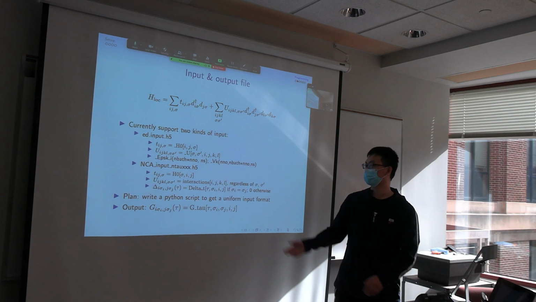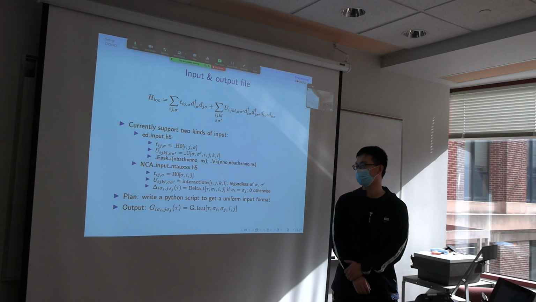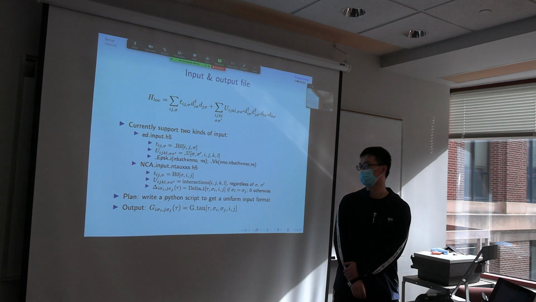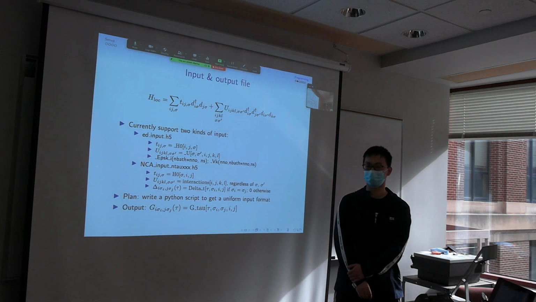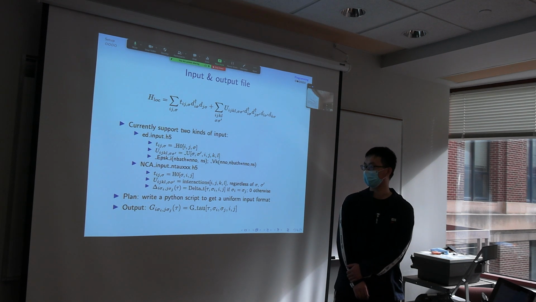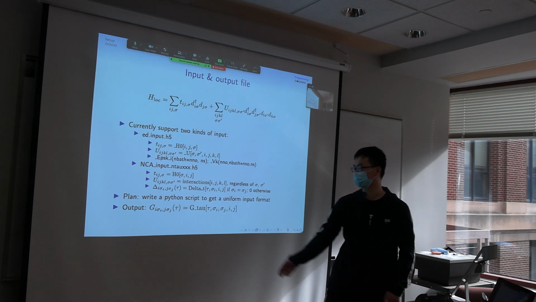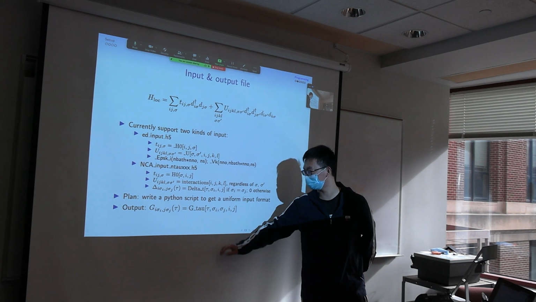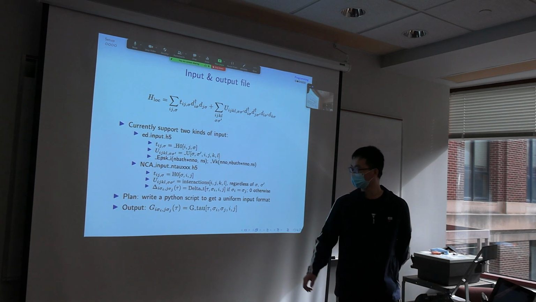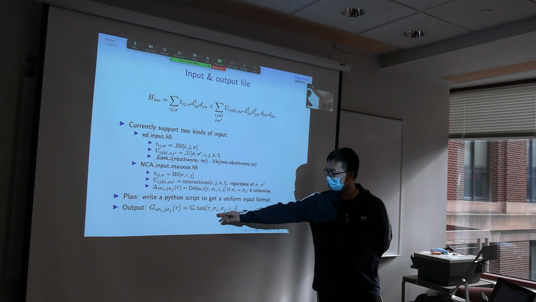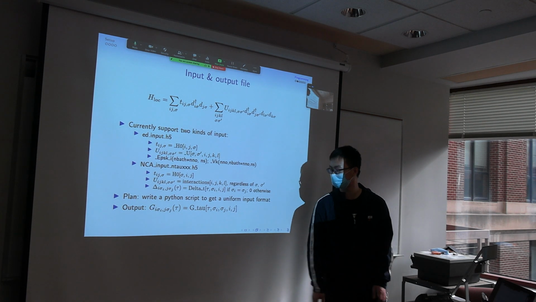And because different solvers have different formats, my plan is to write a Python script to get a uniform input format to run my code. And the outputs of my solver are the time mesh and the single-particle Green's function, which has this convention. i, j are the orbital indices. Sigma i, sigma j are the corresponding spin indices.